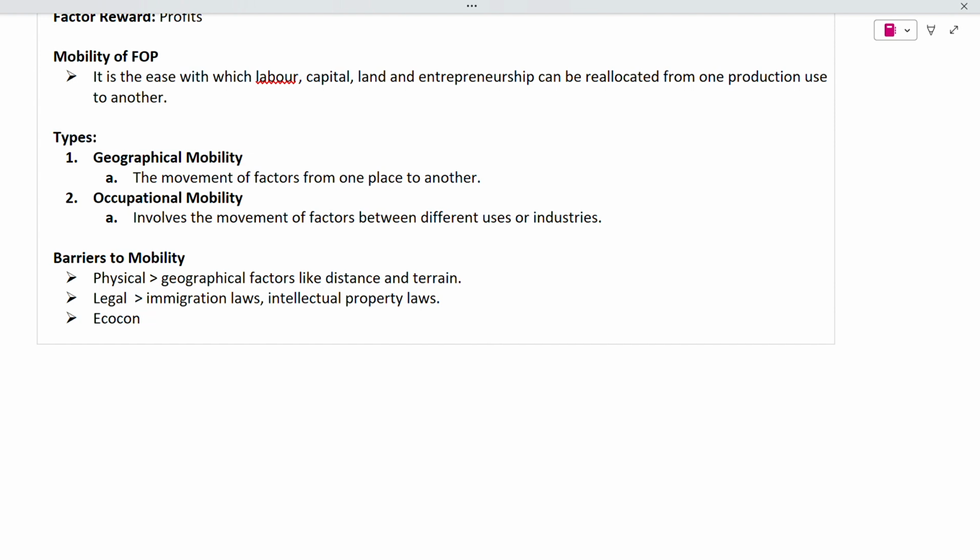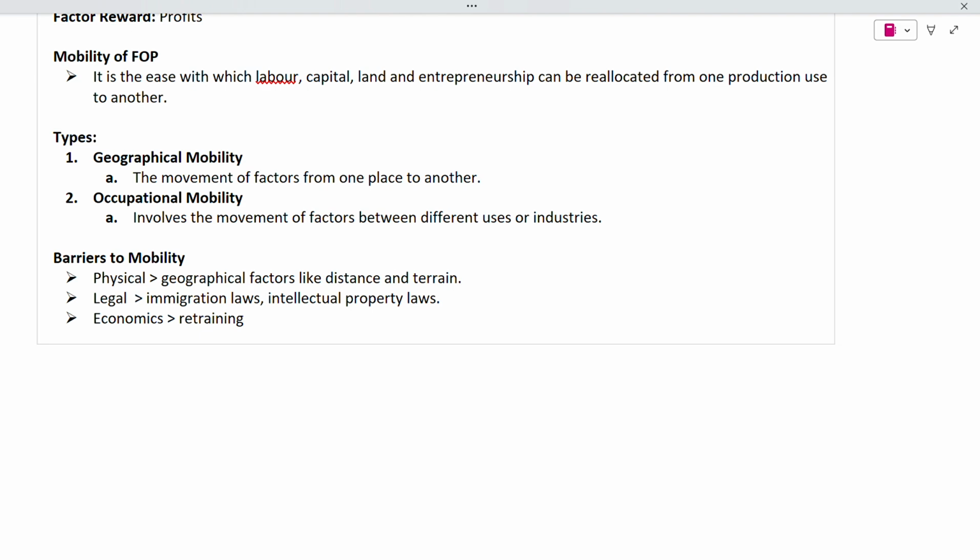In addition to that, there are some economic barriers as well. And what do we mean by economic barriers? These are basically barriers associated with moving or retraining, right? Because let's suppose that I'm working as a teacher and I want to go to the banking sector, then I would require retraining, and that retraining would cost me. And if I don't have enough money to do the retraining, I won't be able to do it.